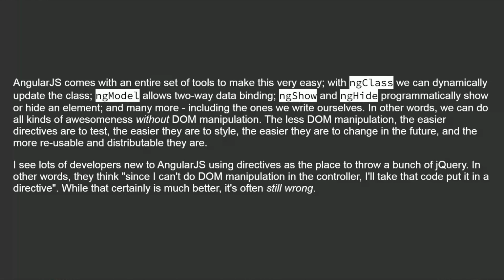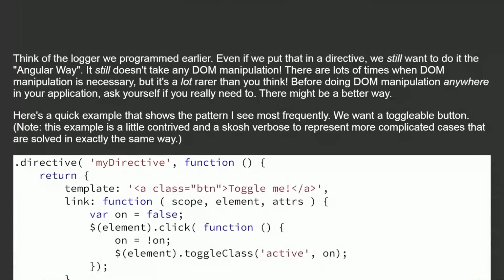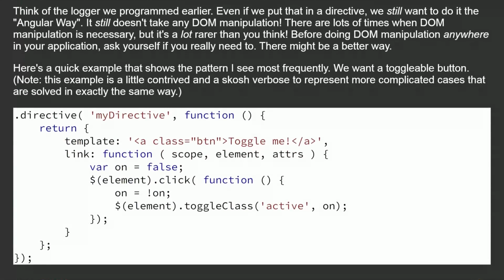I see lots of developers new to AngularJS using directives as the place to throw a bunch of jQuery. In other words, they think, "since I can't do DOM manipulation in the controller, I'll take that code and put it in a directive." While that certainly is much better, it's often still wrong. Think of the logger we programmed earlier. Even if we put that in a directive, we still want to do it the Angular way. It still doesn't take any DOM manipulation. There are lots of times when DOM manipulation is necessary, but it's a lot rarer than you think. Before doing DOM manipulation anywhere in your application, ask yourself if you really need to. There might be a better way.